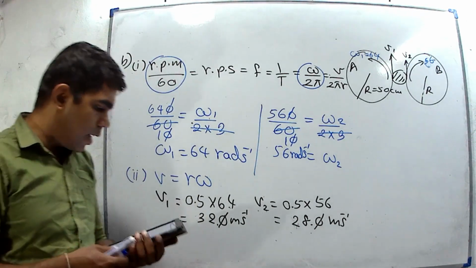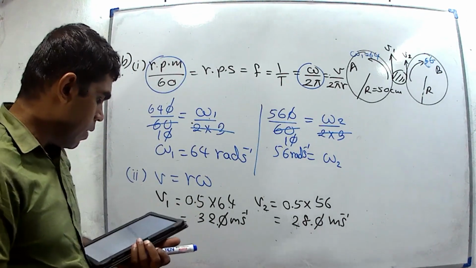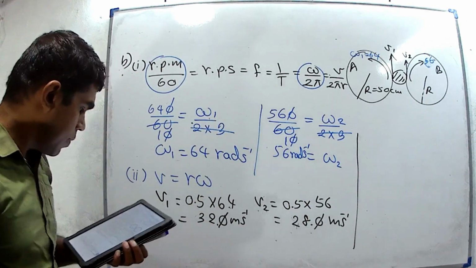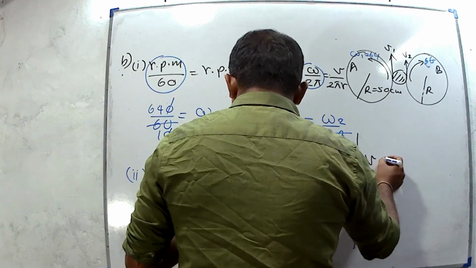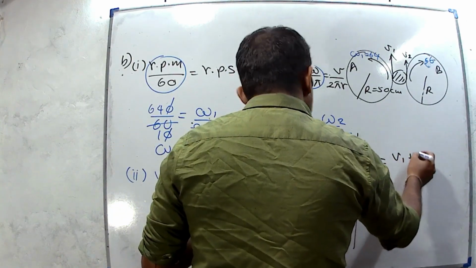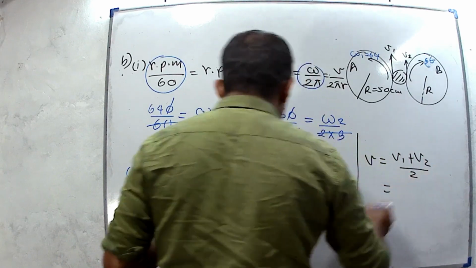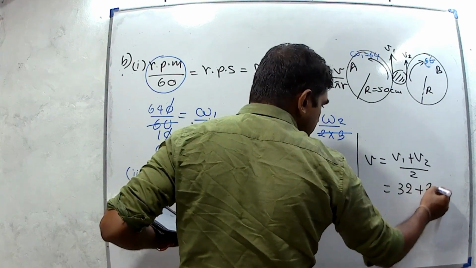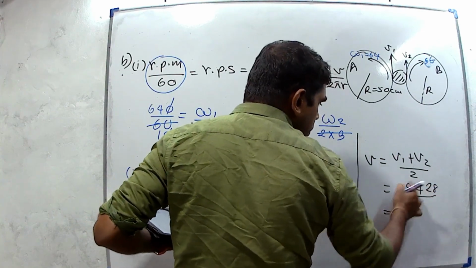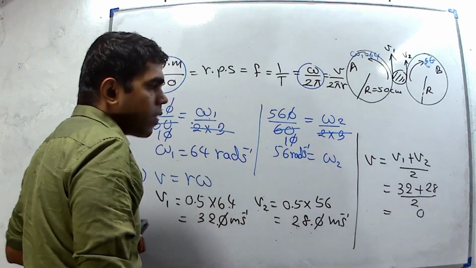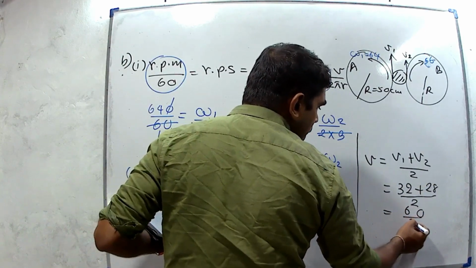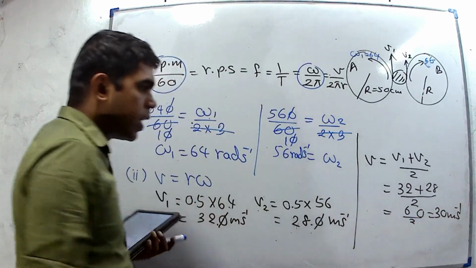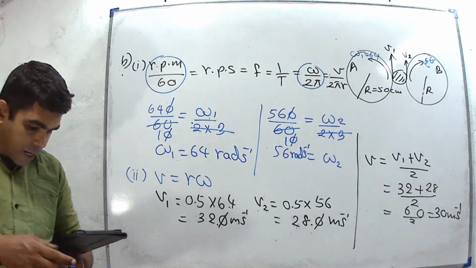Now we can get the linear velocity of the ball. It means linear velocity of center of mass. It is not a theory we have studied, but they have given velocity V equals V1 plus V2 divided by 2. We have to add linear velocities. 32 plus 28 divided by 2. 2 plus 8, 10, 1 remaining, 3 plus 1, 4 plus 2, 6. 60 divided by 2, 30 meters per second. It is the linear velocity of center of mass.